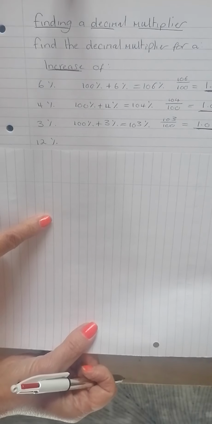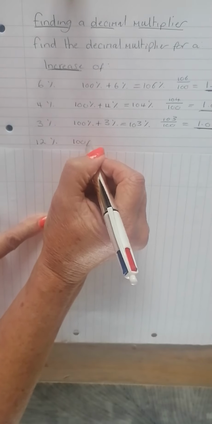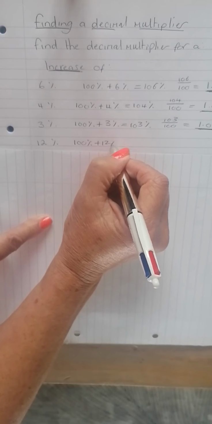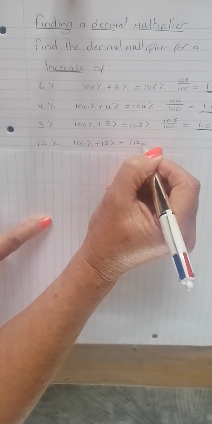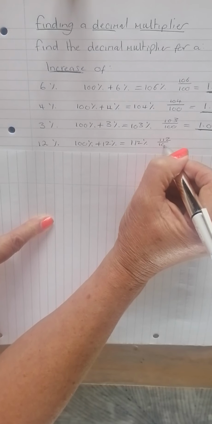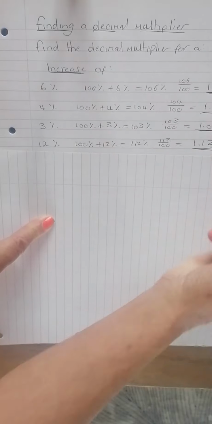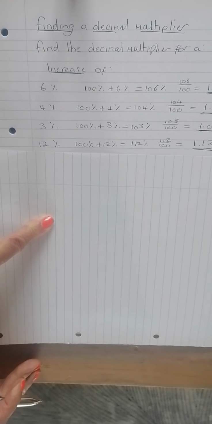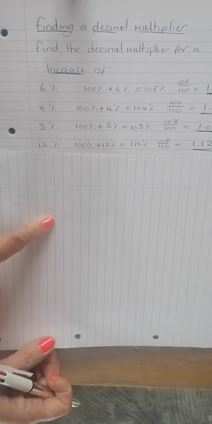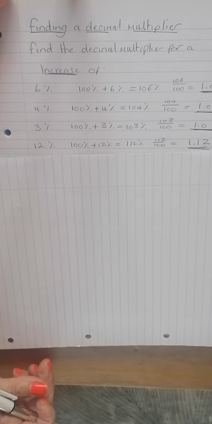So increase by 12%. Again, you always start with 100%. You are increasing by 12%, so you'd have 112%. To make this a decimal, you simply divide by 100 to get a decimal multiplier of 1.12. So increasing something by 12%, you would multiply by the decimal multiplier 1.12.